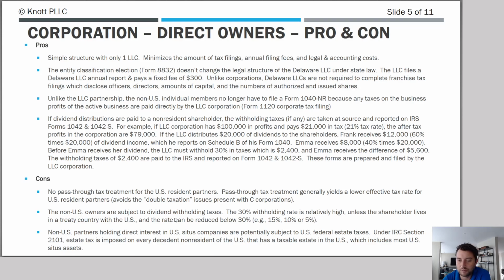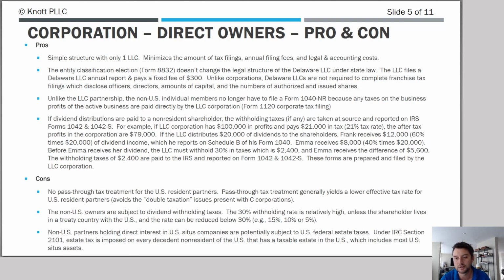Now, the other con here, the non-U.S. owners are paying that dividend withholding tax. 30%, again, it's high, right? You've got to think the corporation is paying 21% at the entity level, and then if the non-resident is pulling out dividends and it's subject to an additional 30%, they're in excess of 50% net effective taxes on their allocation of the earnings. It's a lot, right? I mean, that is definitely a lot of money.